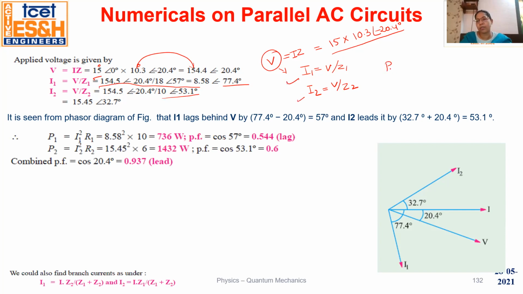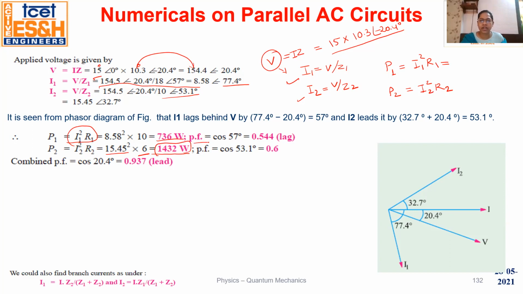Now they ask for the power in each branch, P1 and P2. The real power is I squared into R. So in the first branch, it is I1 squared into R1. In the second branch, it is I2 squared into R2. When you calculate this, you have 736 watt, and in the second branch, the current squared multiplied by 6 will give 1432 watt.